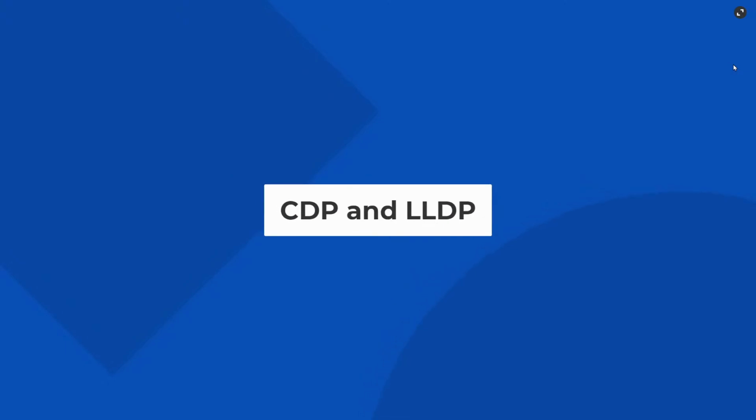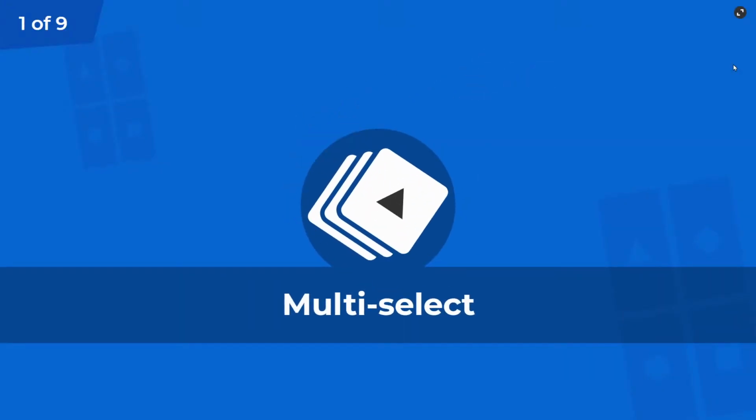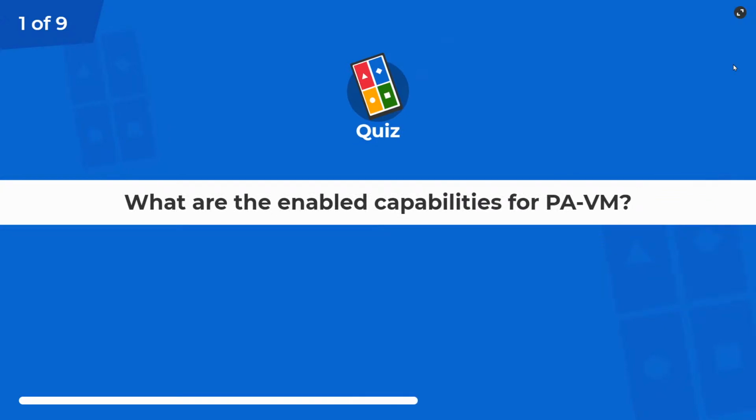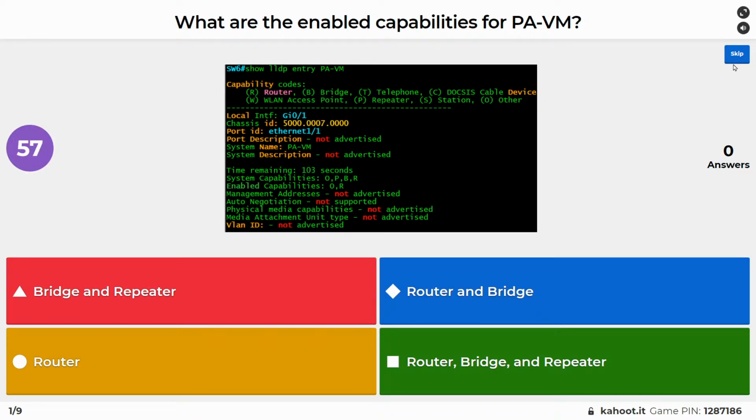The topic is CDP, Cisco Discovery Protocol, and Link Layer Discovery Protocol, the open standard. And here is the first question. Can you feel the tension? I can. Multiple select. What are the enabled capabilities for PA-VM? There's only 60 seconds on the clock. I'm going to be quiet.